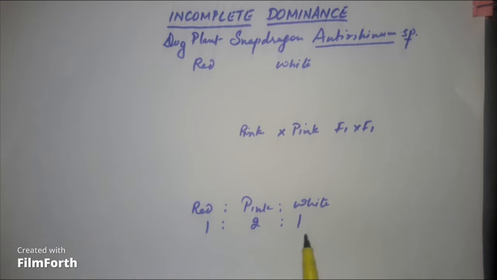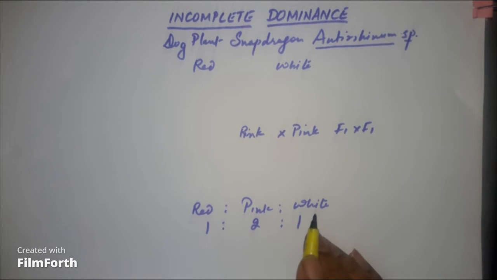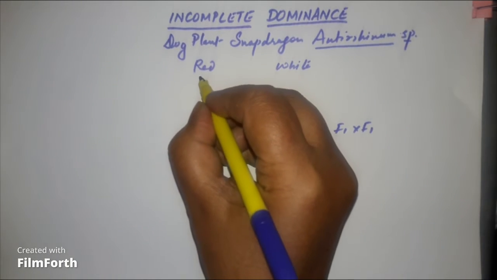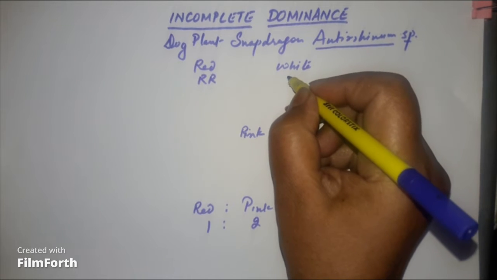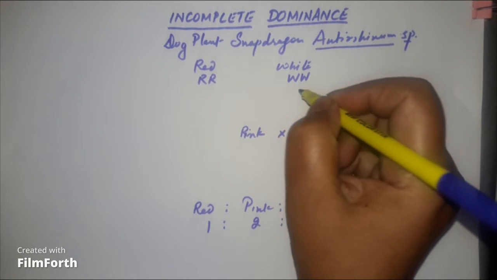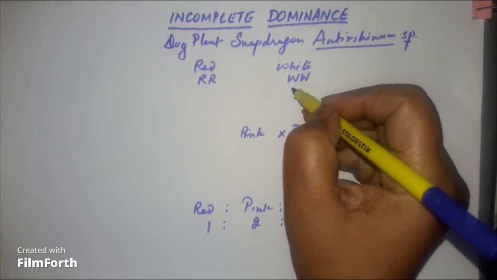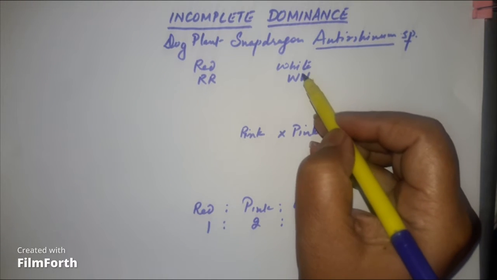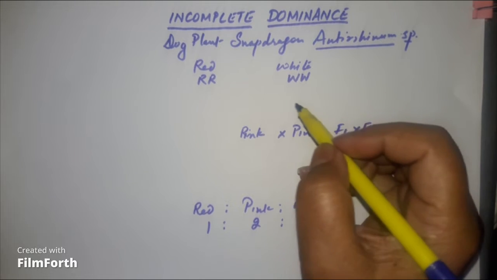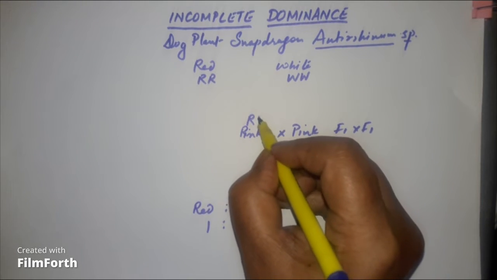So that is why we always write the ratio like this. Clear? Now what is the explanation? So there is a pair of factors for this. Let's name them R. There is a pair of factors for this. Dominance is not there, so I am not giving a separate recessive symbol. Okay? So the pair of factors for white is W, and this is RW.